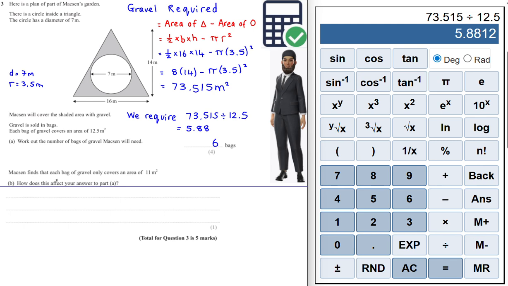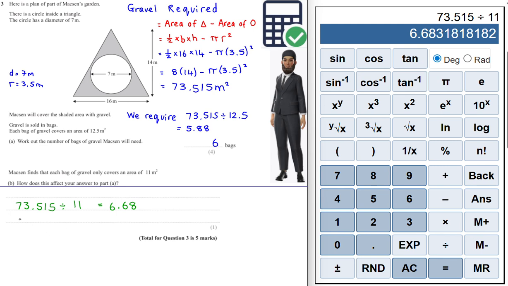It goes on, Maxon finds that each bag of gravel only covers an area of 11. How does this affect your answer to part A? So what we're going to be doing, if you've got 73.515, and this time you're actually dividing it by 11, you will end up with an answer. Let's go back over here, let's use this calculator again. Let's this time divide it by 11, and you'll end up with an answer of 6.68 bags. Now clearly 6 is not going to be enough, therefore this needs to be rounded up.